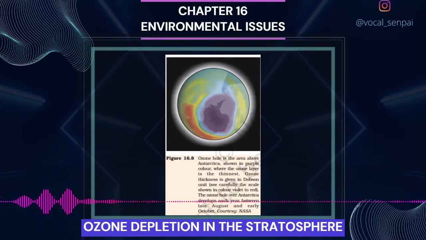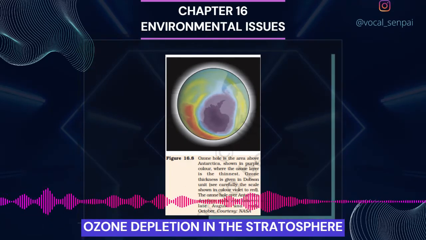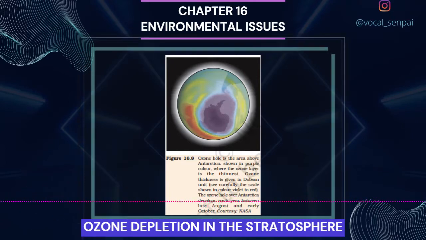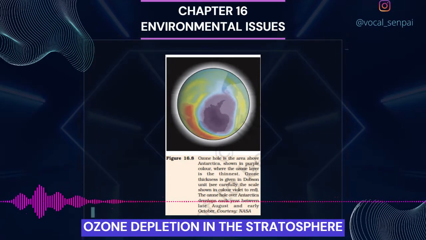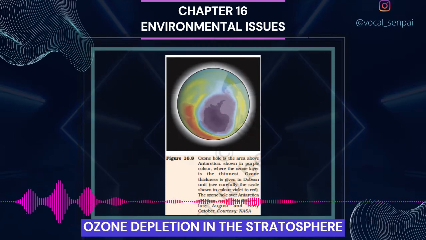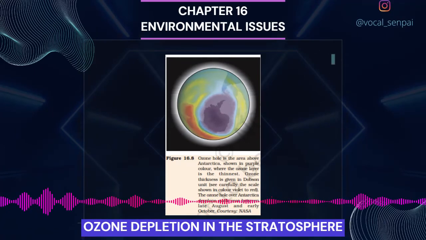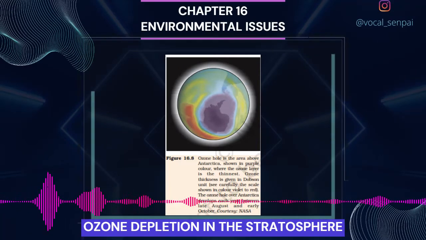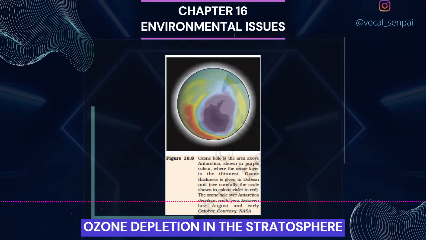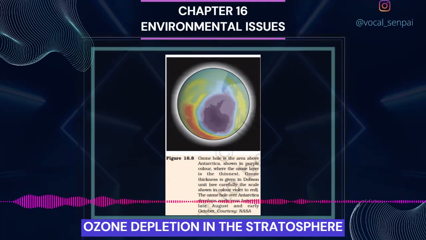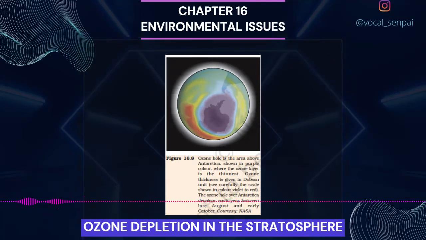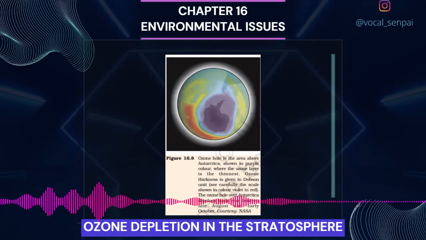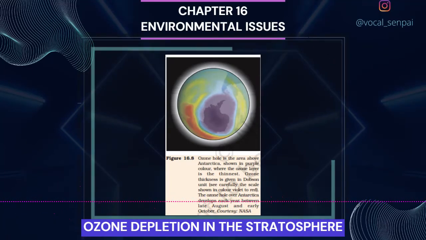The thickness of the ozone in a column of air from the ground to the top of the atmosphere is measured in terms of Dobson units, DU. Ozone gas is continuously formed by the action of UV rays on molecular oxygen and also degraded into molecular oxygen in the stratosphere. There should be a balance between production and degradation of ozone in the stratosphere. Of late, the balance has been disrupted due to enhancement of ozone degradation by chlorofluorocarbons, CFCs.